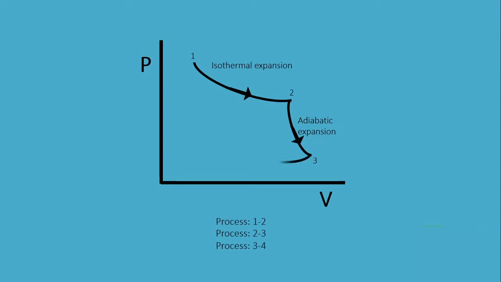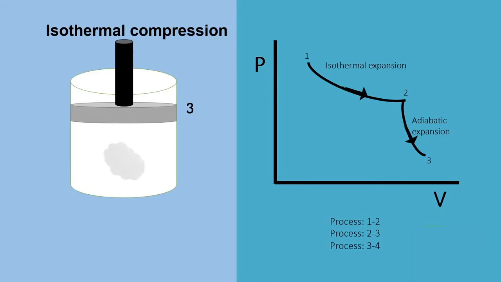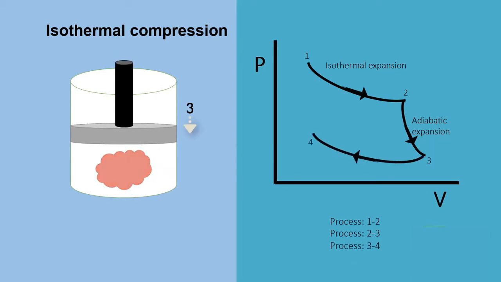Third process is the isothermal compression. So by compression, it means volume is decreased and as a result, pressure increases. In this process, heat energy from the gas is transferred into the heat sink.